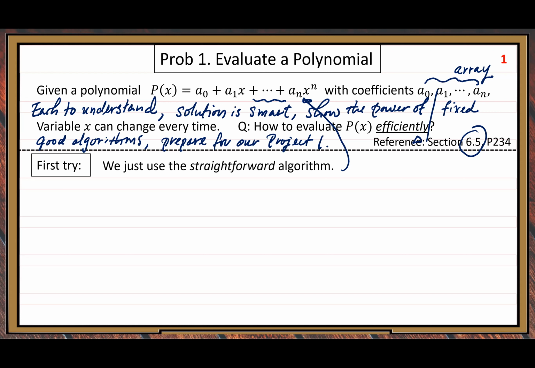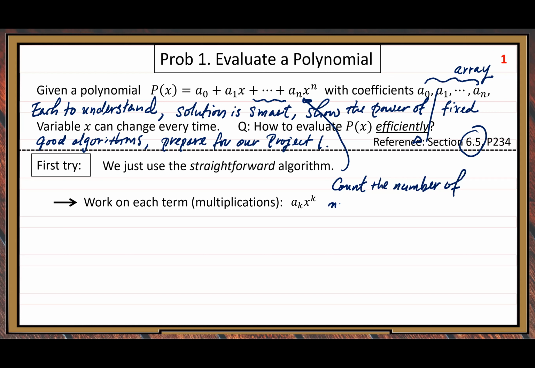So when we start, let us look at that solution first. To do that, we need to work on each term, right? So this is a representation of each term. In this term, we only need to do multiplications. If we can find the values of all the terms, then we just do additions to get the final result. The straightforward method is that easy, right? But here, we need to count the number of multiplications.